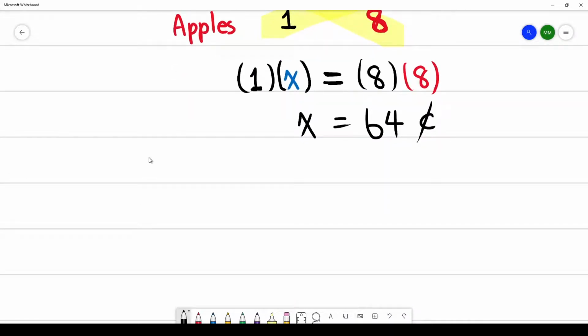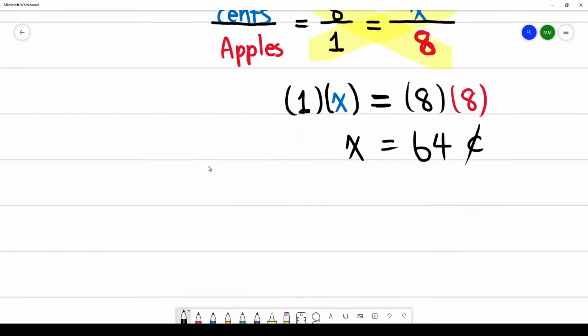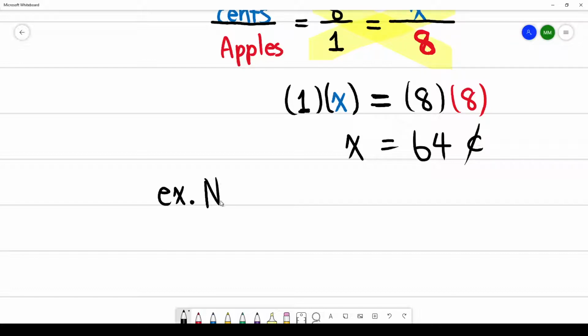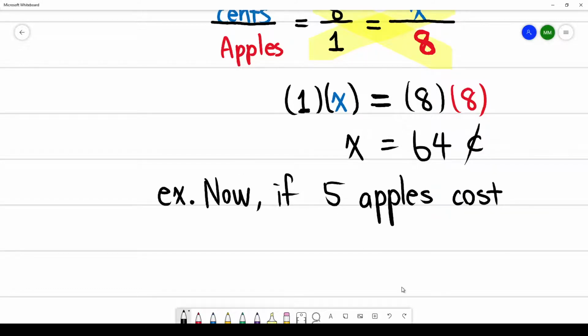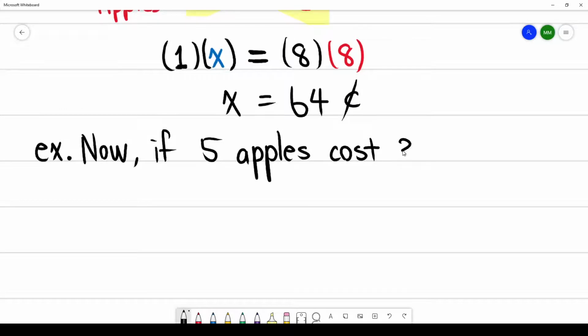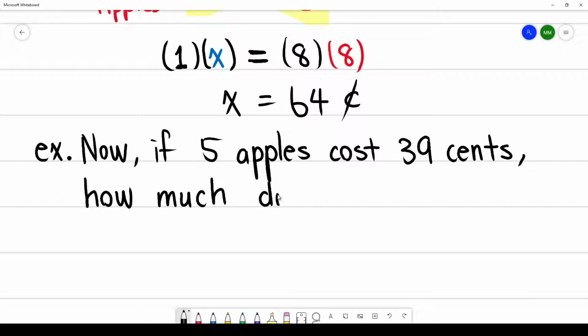And then another example then. So this one, so now if 5 apples cost 39 cents, how much does 3 apples cost?